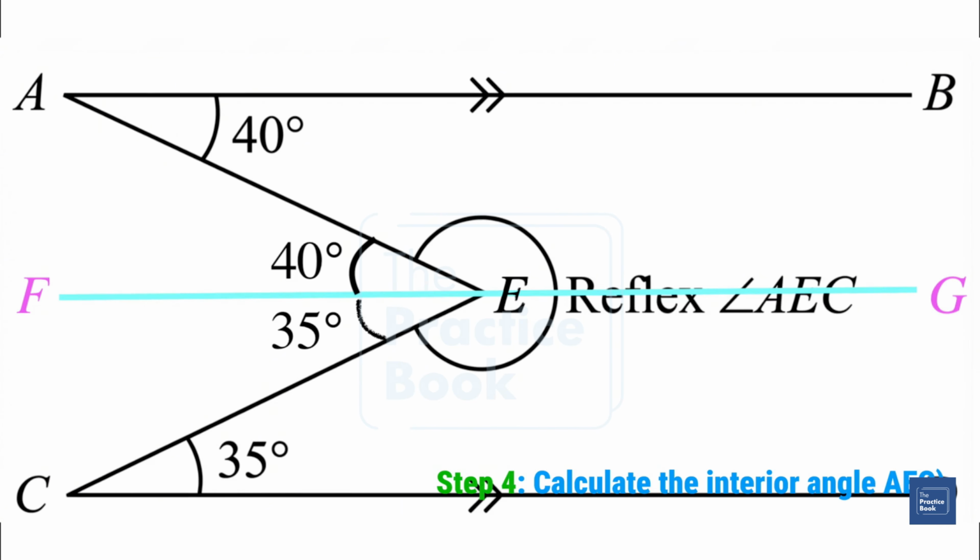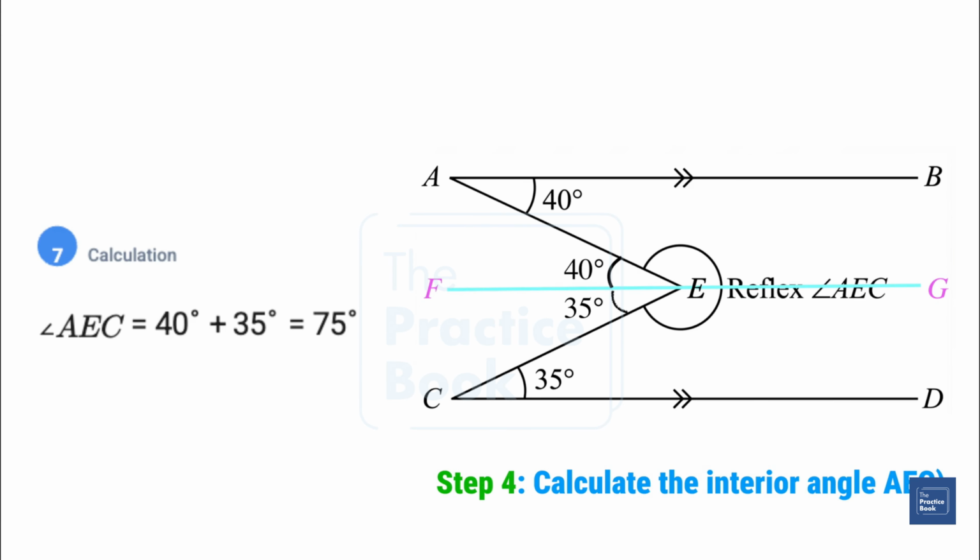Brilliant! The full angle AEC is just these two parts we found, added together. So, angle AEC equals 40 degrees plus 35 degrees, which gives us 75 degrees.